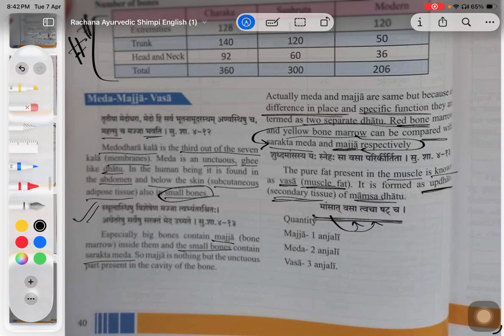Okay. So Praman of Majja is one Anjali, Praman of Med is two Anjali, maybe because it is present in all the small bones and then they'll be brought together. So Med will have more room. Then Vasa, three Anjali because it is present subcutaneously as well.